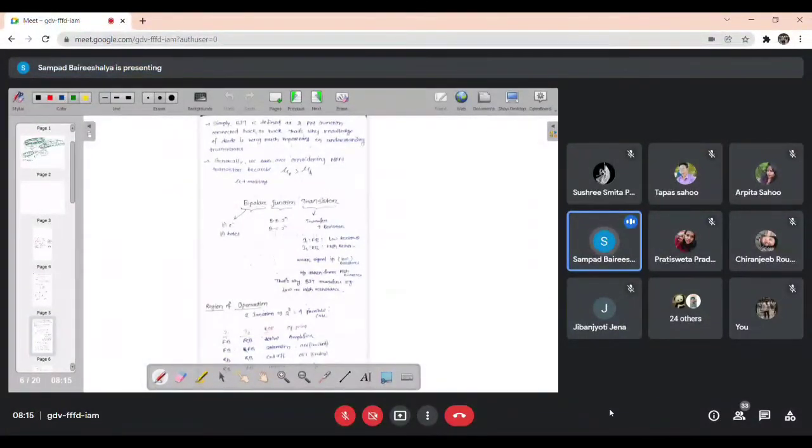So simply, BJT, whatever we just now discussed, a brief summary of that fact. Simply, BJT is defined as two PN junctions connected back to back. That's why knowledge of diode is very much important in understanding the transistor, whatever I told you just before 10 to 15 minutes. It is essential to understand the transistor. अगर ट्रांजिस्टर को समझना है तो डायोड को समझना है. Yes or no? Because transistor is nothing but two PN junction diodes connected back to back.